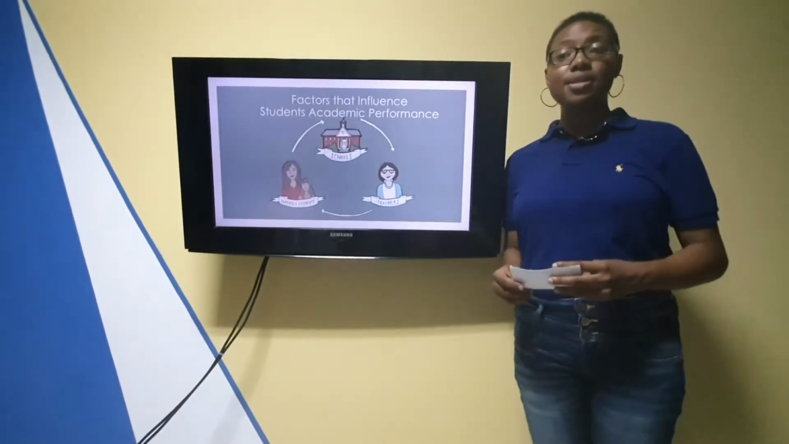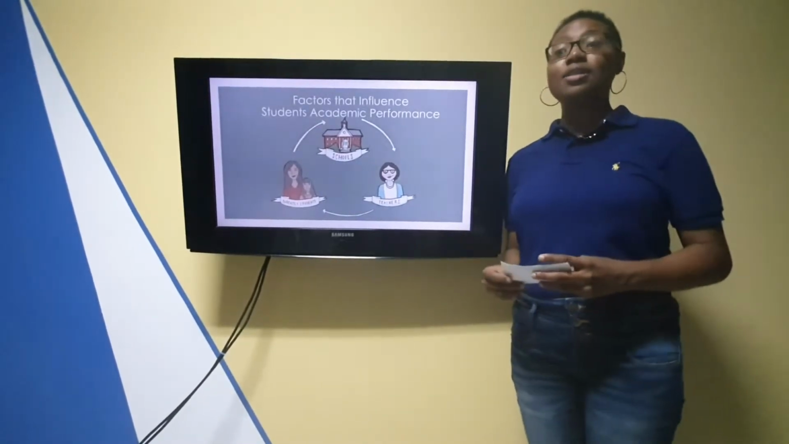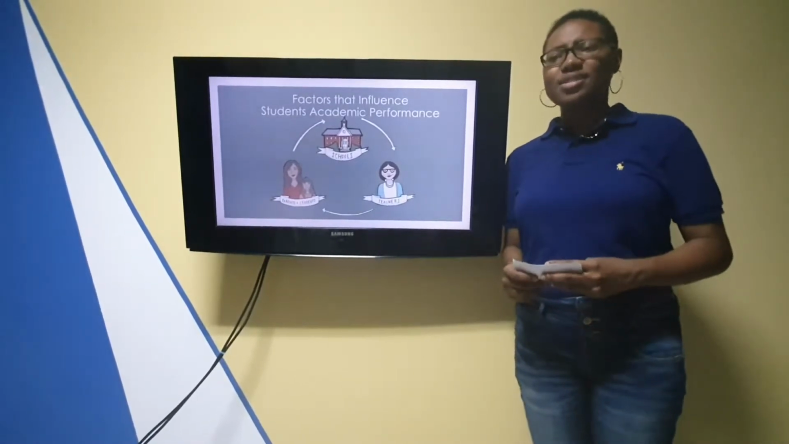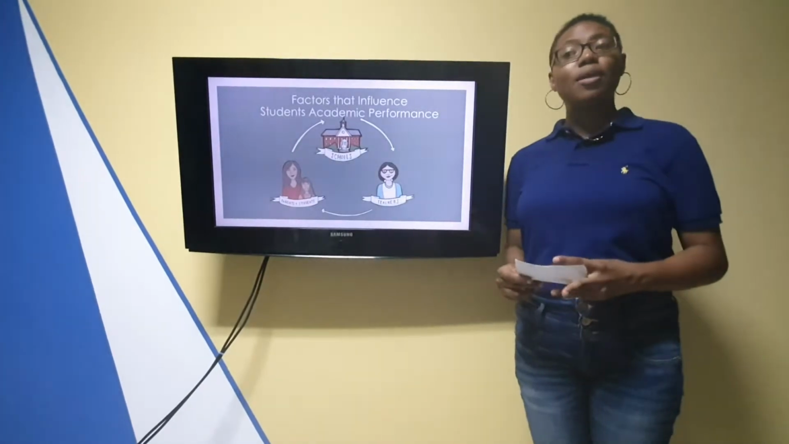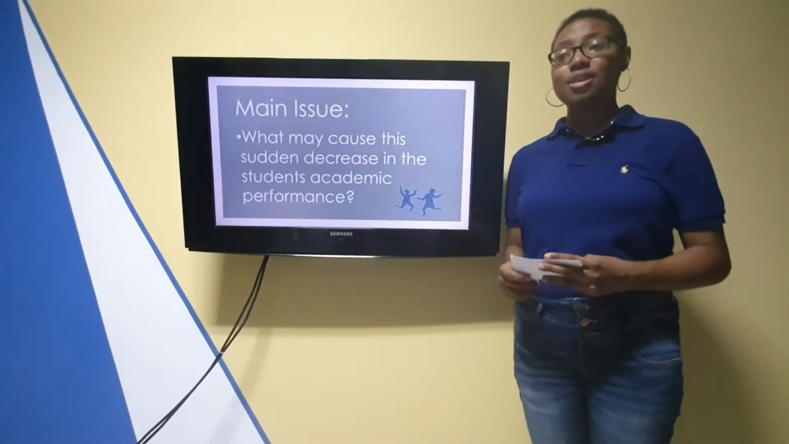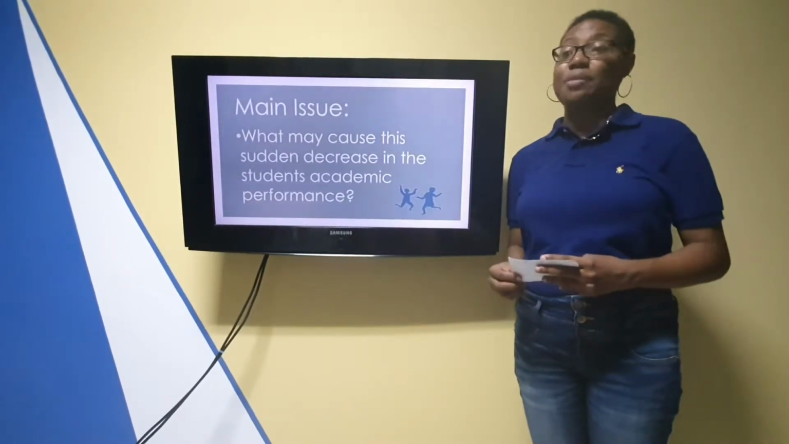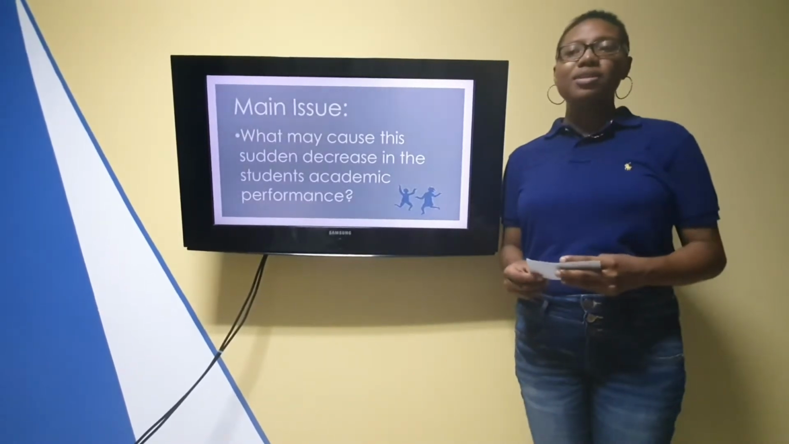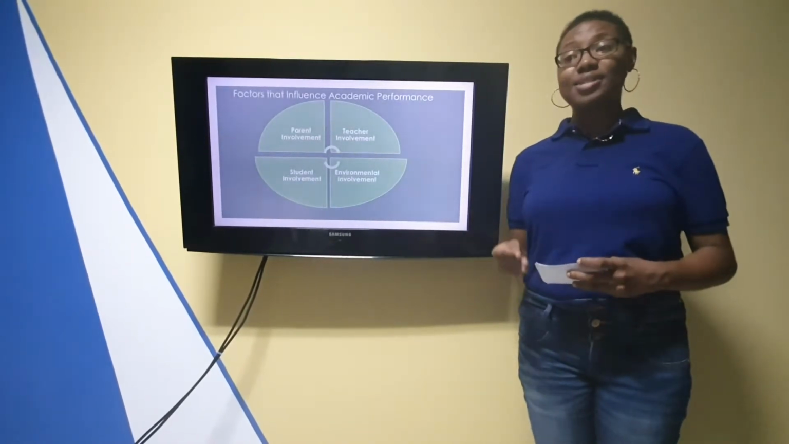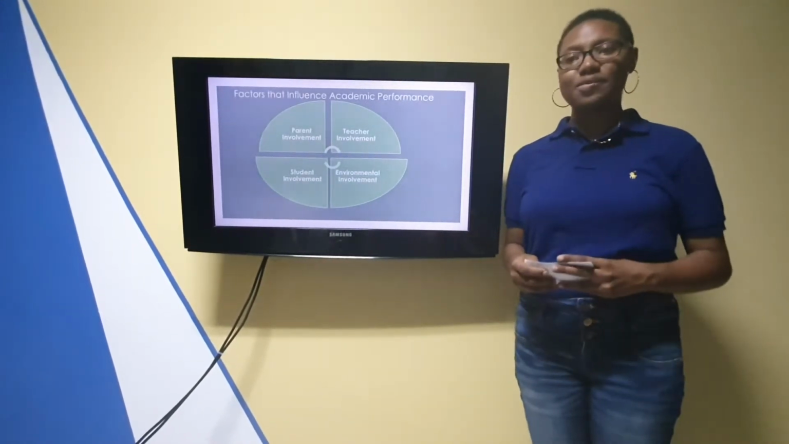In 2006, they topped 3rd in the primary school examinations in Belize. But ever since then, we haven't been in the top ranks again. So what may have caused this sudden decrease in our school's academic performance? I believe the parent, the teachers, the environment, and the students influence academic performance.